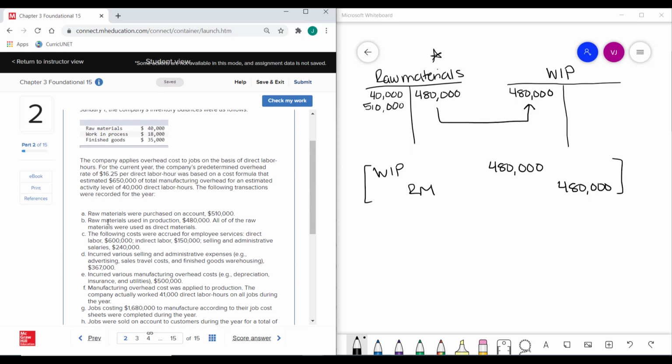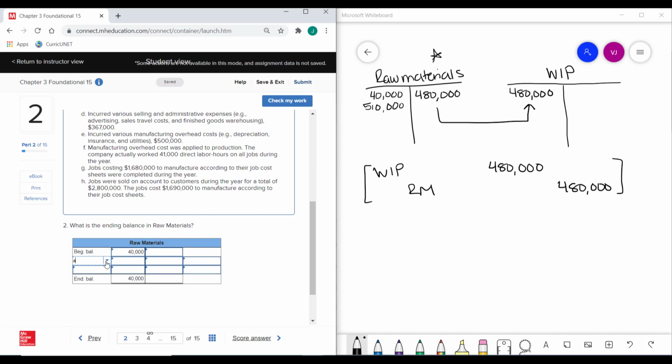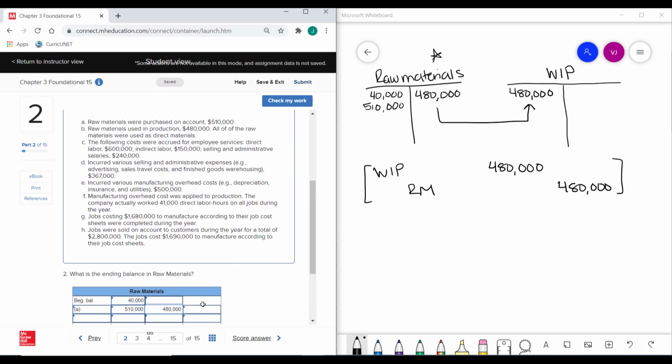Then we bought some more, right? It says raw materials were purchased on account for $510,000. So that's item A. So we want to label this as item A. That account was debited for $510,000. And we just now credited the account for $480,000, right? And that is related to item B.